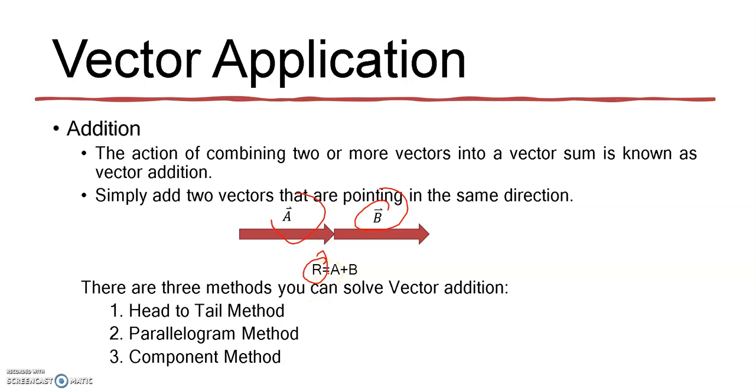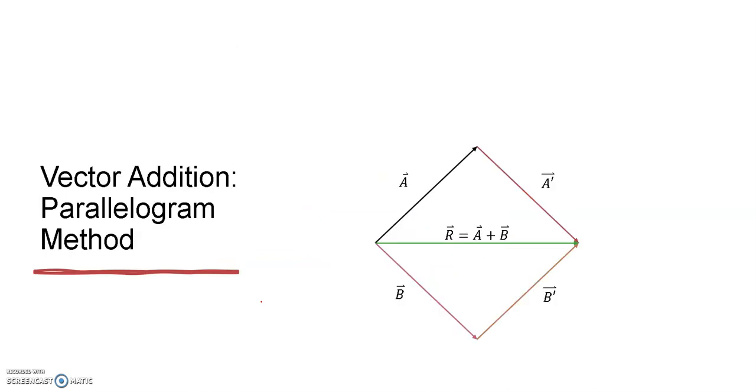Okay, there are three methods that you can use to solve vector addition. The first method is the head to tail method. Secondly, the parallelogram method. And thirdly is the component method. The head to tail method is already being presented to you. So this one is the head to tail method, just combining the two vectors that are pointing in the same direction. Okay, let's move on with the parallelogram method.